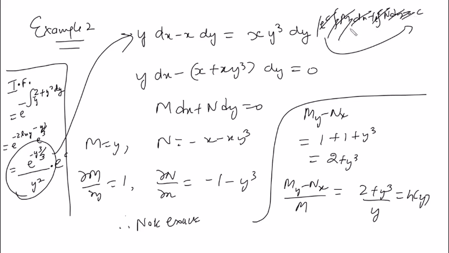Is that fine? So these were two examples where one example fell into one case, and another example fell into another case. Similarly, you can have many examples and you will see many of them will lie in either case 1 or case 2. So again the question is, what if not? Not every example is going to lie in either case 1 or case 2. So then how are we going to find the integrating factor? That method is known as by inspection.